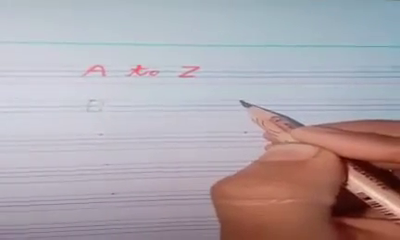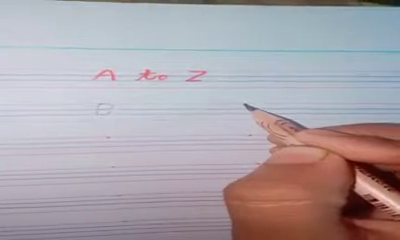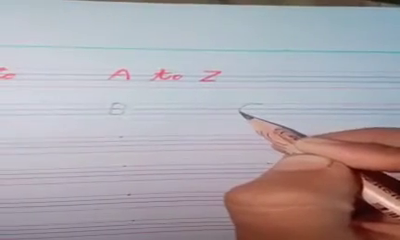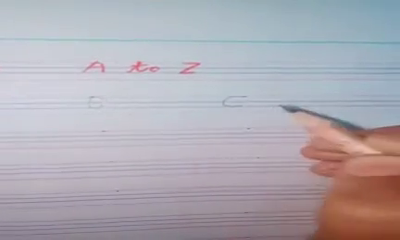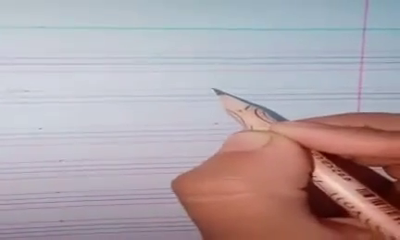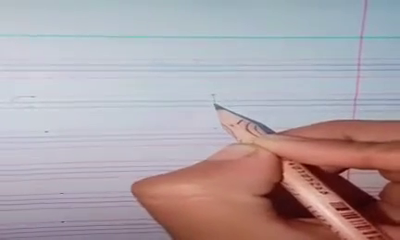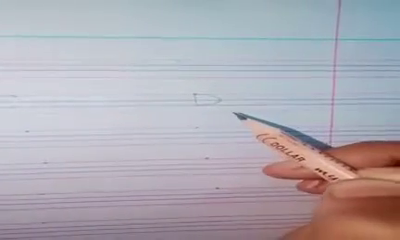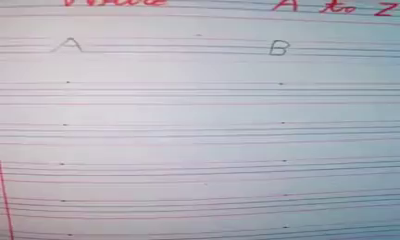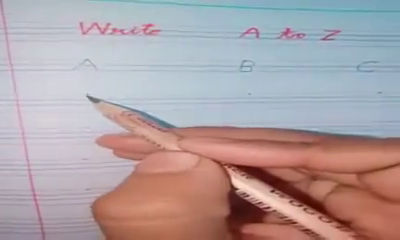B after C. Capital C. Start from the top and draw a curve like this. This is C. C after D. Start from the top. Draw a standing line down like this. Go again to the top. Draw a curve till the bottom like this. This is capital D.